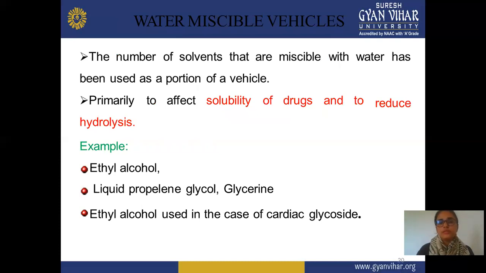Next is water miscible vehicle. Water miscible vehicles are a number of solvents that are miscible with water, used as a portion of a vehicle. The name itself says that it is easily miscible or solubilized in water. They are used primarily to affect the solubility of a drug and to reduce hydrolysis. It means when you prepare a water miscible vehicle, the solubility of the drug is higher, it doesn't affect the formulation, and it reduces hydrolysis. Examples of water miscible vehicles are ethyl alcohol, liquid propylene glycol and glycerin. Ethyl alcohol is used in the case of cardiac glycosides. These are the examples.